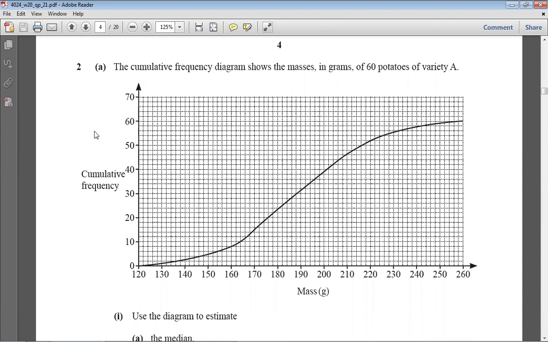Okay, so here this graph is basically a cumulative frequency curve. Here the cumulative frequency is represented. Here the masses of potatoes are represented. And one thing which he's trying to confuse you, the grid is going up to 70, but the cumulative graph is only going up to 60. So the maximum cumulative frequency here is 60, it's not 70. The grid is no doubt going up to 70.